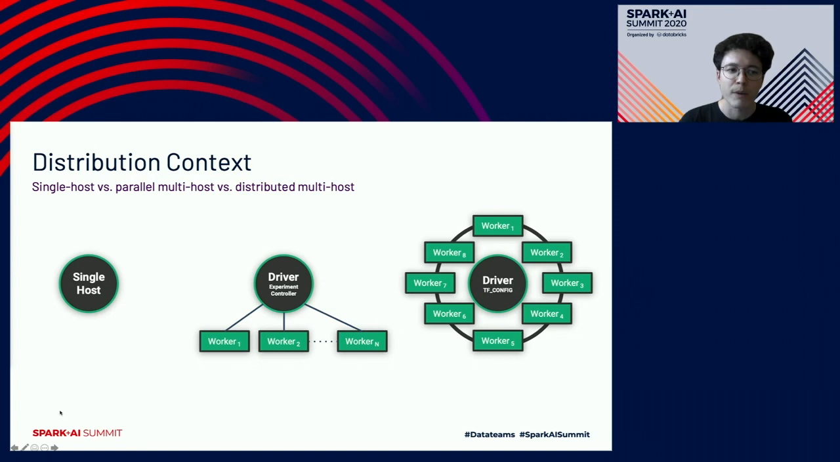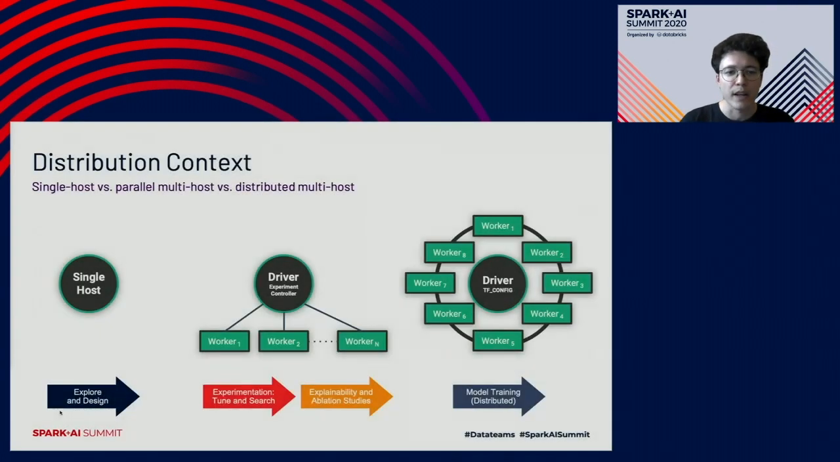It's our single host Python environment that we know. Then when you move to experimentation, such as hyperparameter tuning or ablation studies, it's actually a parallel multi-host environment where we train a lot of models in parallel, but they are independent of each other. So there's no communication between those models needed. And then when we move to distributed training, it's actually distributed multi-host where we need some kind of coordination or communication between the workers. And we typically use a ring all reduce algorithm to achieve this communication.